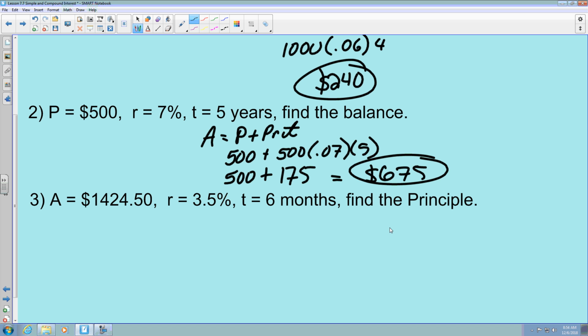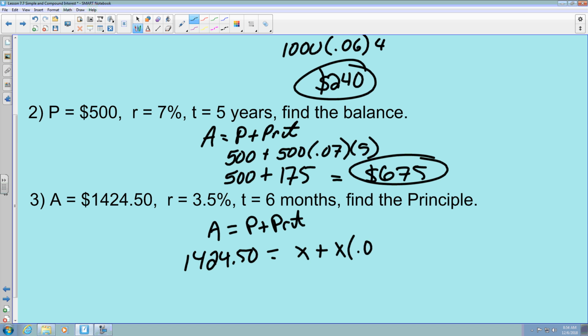All right, in this particular situation, number 3, they give you the account balance, they give you the interest rate, they tell you the time, but they want to know how much you actually invested. So to place this one in, you're using the A equals P plus PRT. Well, they tell you that 1424.50 is what's in the account. We don't know what the principal is or how much you invested, so it's going to be written something like this.